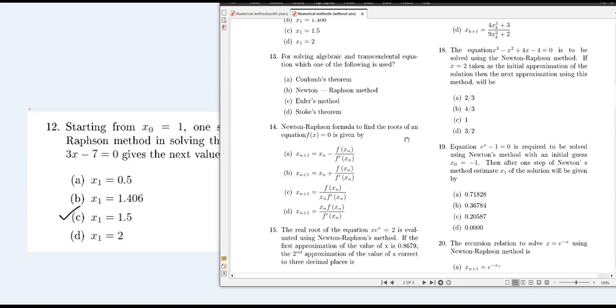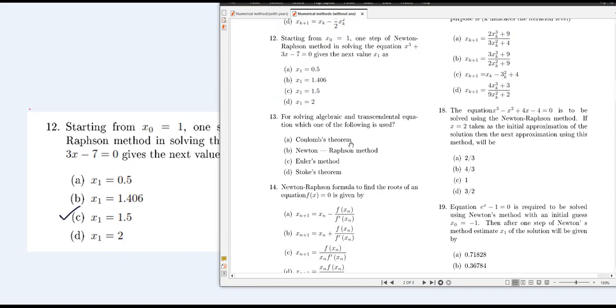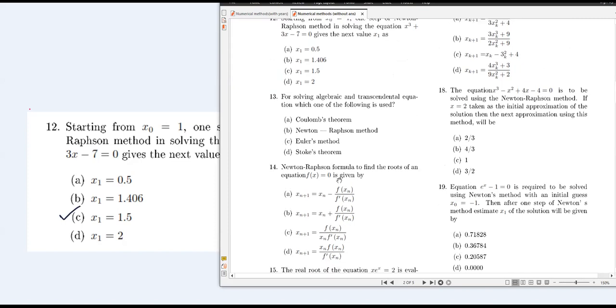So Newton-Raphson method to find roots of an equation f of x equal to, this one important, 13th. For solving algebraic and transcendental equations, which one of the following is used? Euler's method, Stokes theorem is a theorem for vectors. Euler's method is for differential equations, not for algebraic and transcendental equations. Coulomb's theorem does not belong here. So Newton-Raphson method is the method that is used.